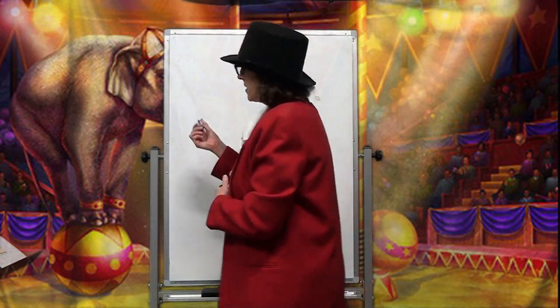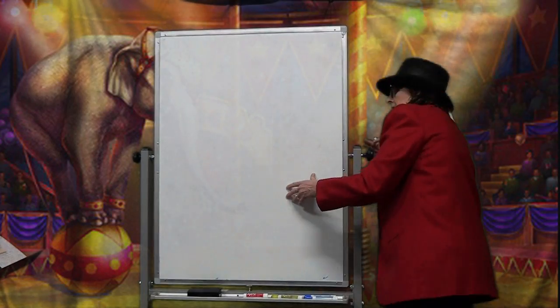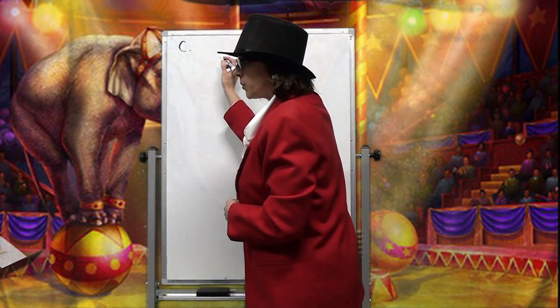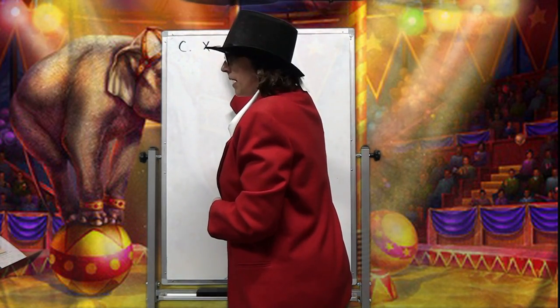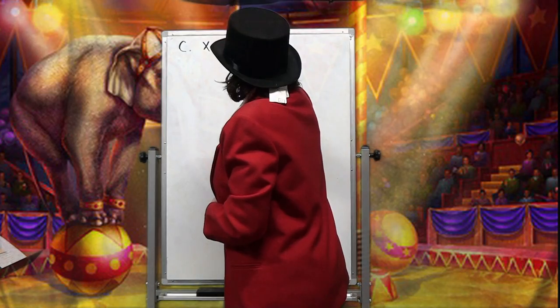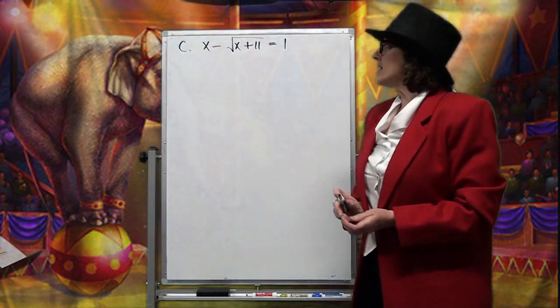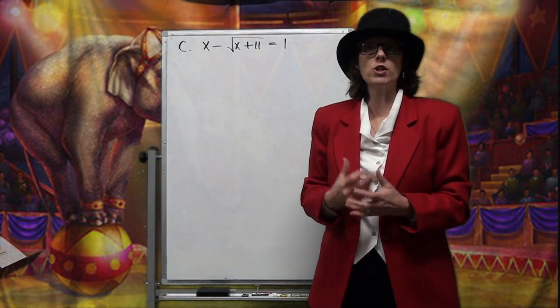So, one more example, and I believe we are on, yes, example C. And this one says we've got x minus square root of x plus 11 equal to 1. So once again, the idea is this radical is causing me problems. I want to get rid of it. I want to square it.